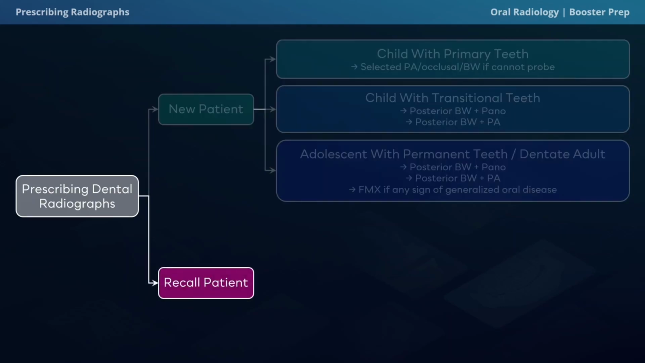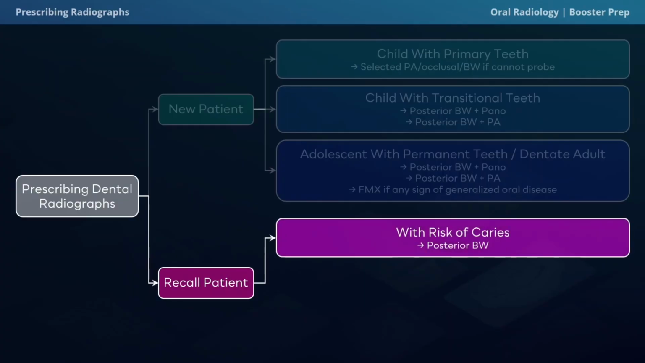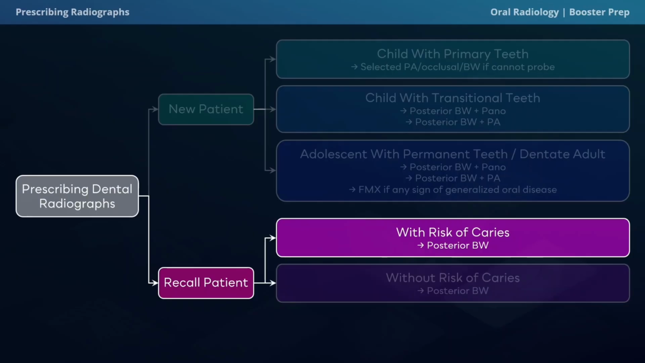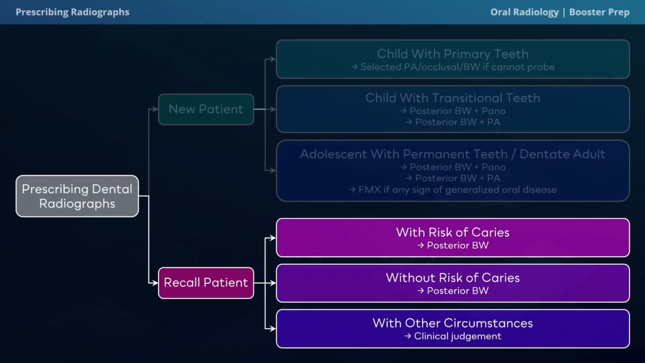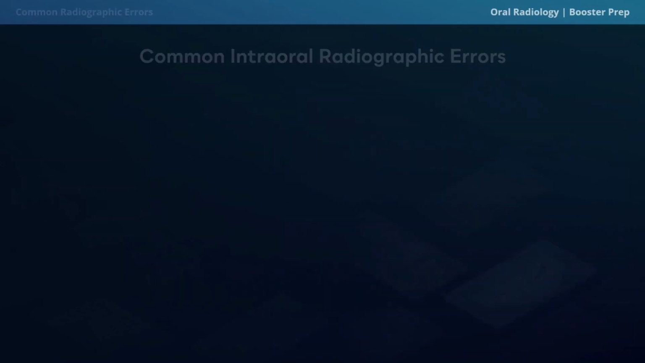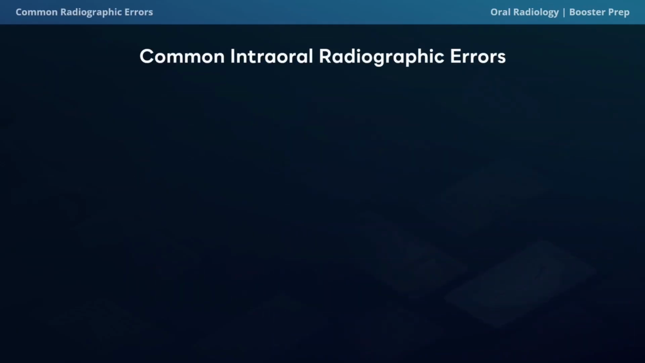Now for recall patients with the risk of caries, you want to prescribe posterior bite wing exams. And similarly, a recall patient without the risk of caries, you should also prescribe a posterior bite wing exam. And again, for any other reason, if a patient presents with unique circumstances, you must assess the situation and use your best clinical judgment. So when you're taking x-rays, mistakes can definitely happen.